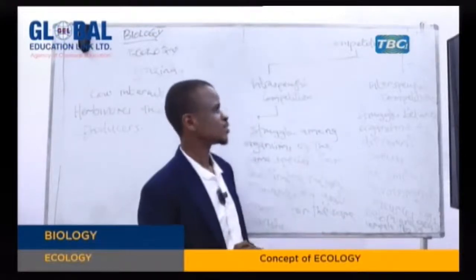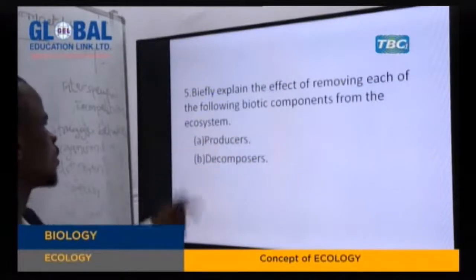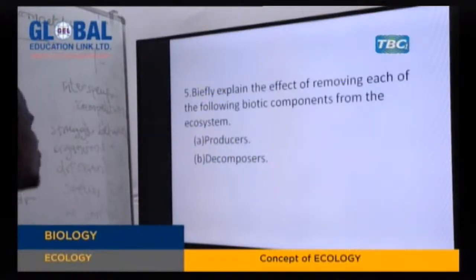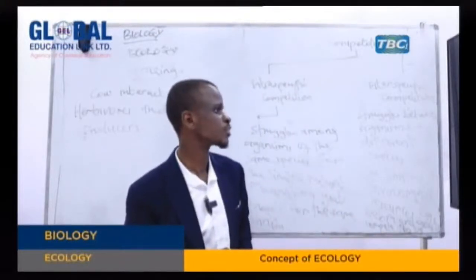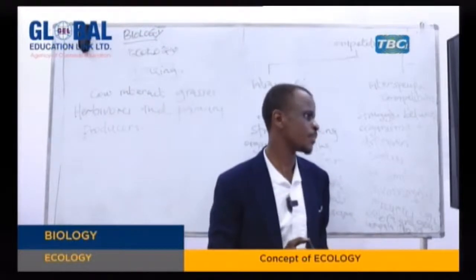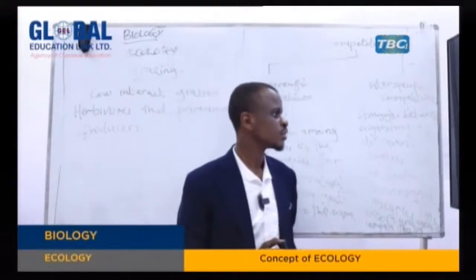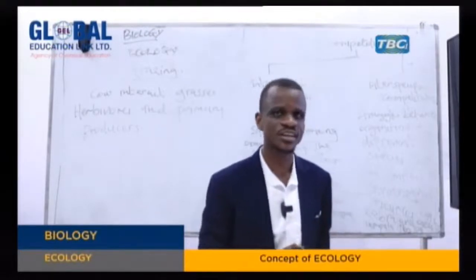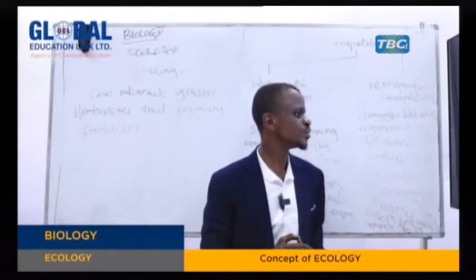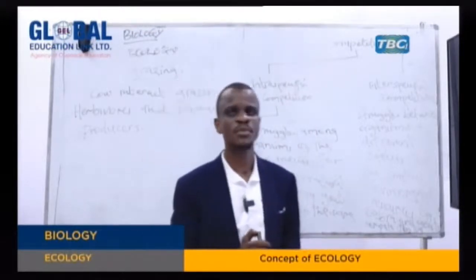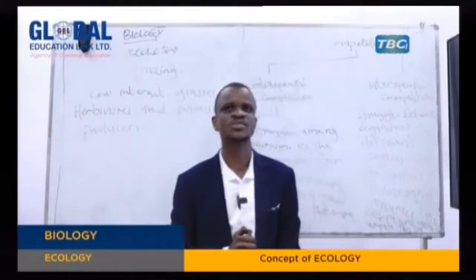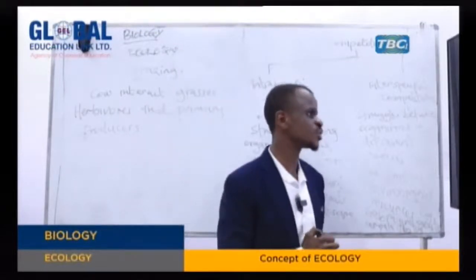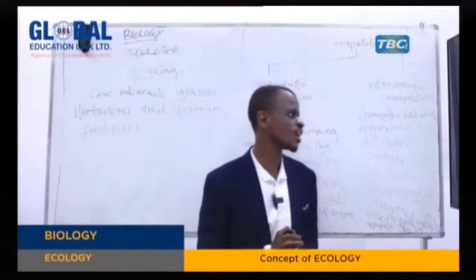Question number five is, briefly explain the effect of removing each of the following biotic components from the ecosystem. A, producers. B, decomposers. When producers, such as the plants, are removed from the ecosystem, the following will happen. One, the rate of global warming will increase. Why? Because producers are a carbon sink. They take carbon dioxide from the atmosphere. Carbon dioxide is a greenhouse gas. Therefore, it will accelerate the rate of global warming once producers are removed.